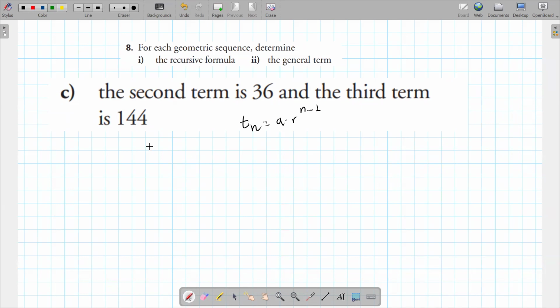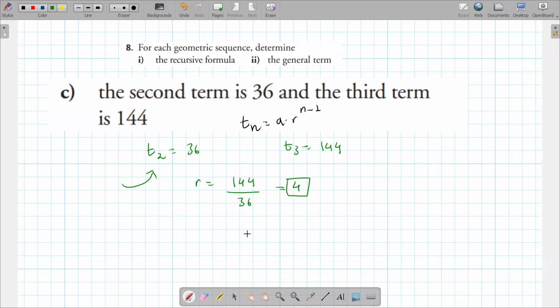But we do know that T2 is 36 and that T3 is 144. We know the second term. We know the third term. How do we find R? Remember how we found R, the common ratio? 144 over 36. So here it's easy because they are consecutive numbers. That has to be 4. So R is 4.